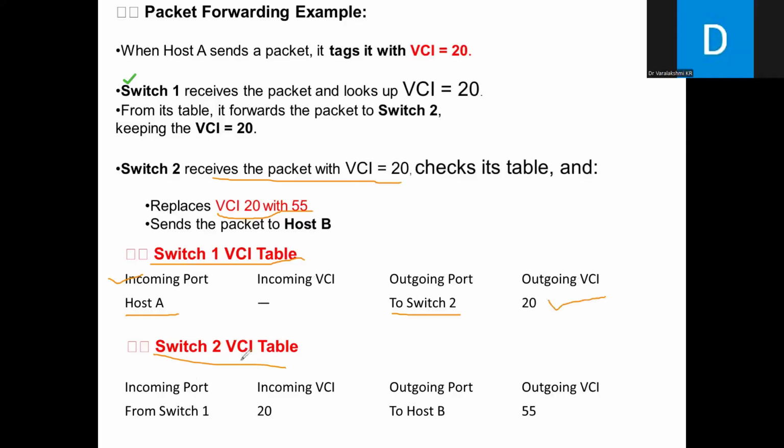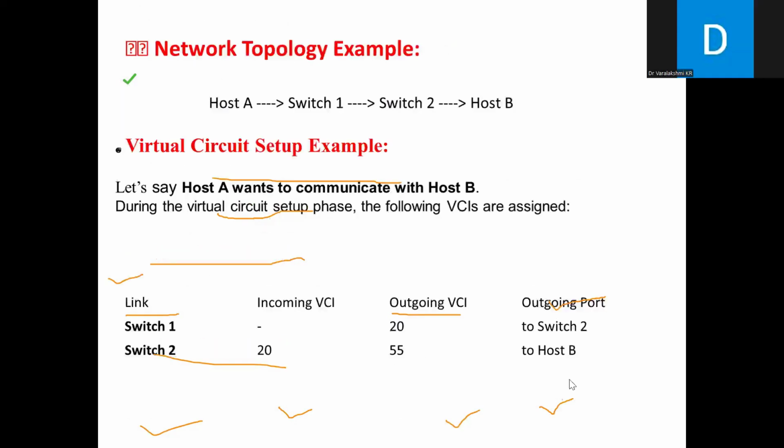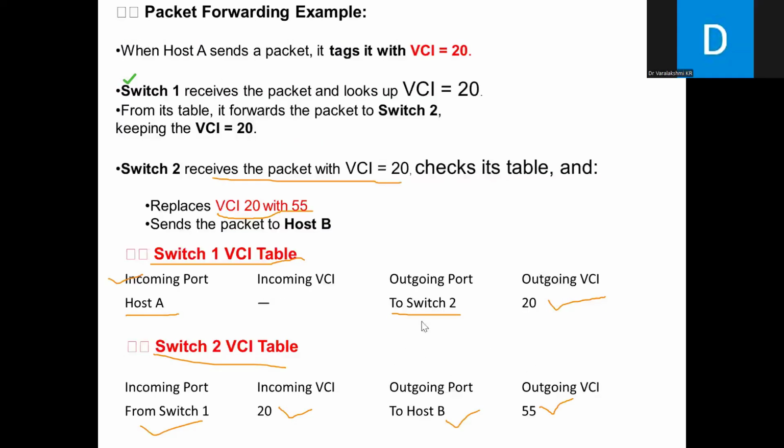Now similarly, in switch 2 we see the table. From which switch is it coming? It is coming from switch 1. What is the VCI? Previously it is 22. Which host is it going to? Host B. What is the outgoing interface value? 55, because this value was taken in the previous example. So this is how you can see the packet forwarding example.